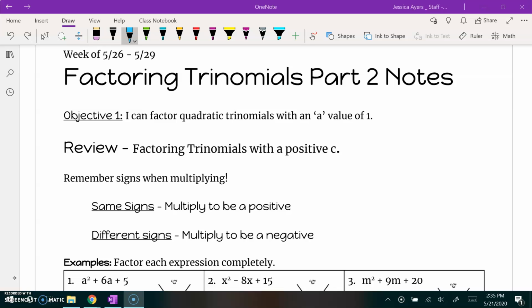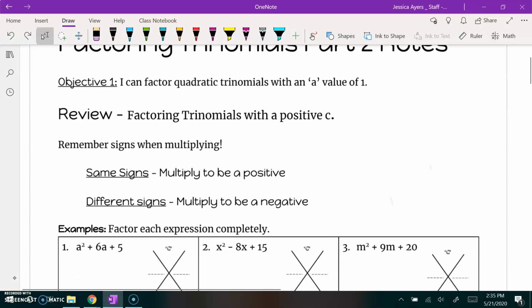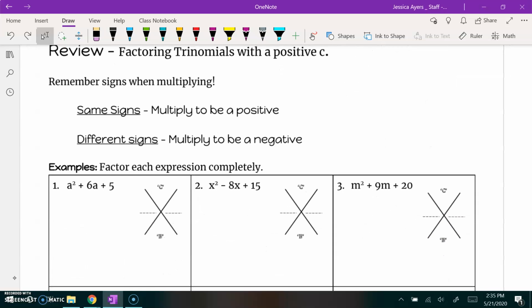So we are going to finish up factoring trinomials this week, and then we're going to look at solving quadratic equations. But first in this video we look at Objective 1, which talks about factoring quadratic trinomials with an a value of 1. This week we're going to start looking at what happens when c is negative. Last week we did c is positive, so we're going to start with a little bit of review.